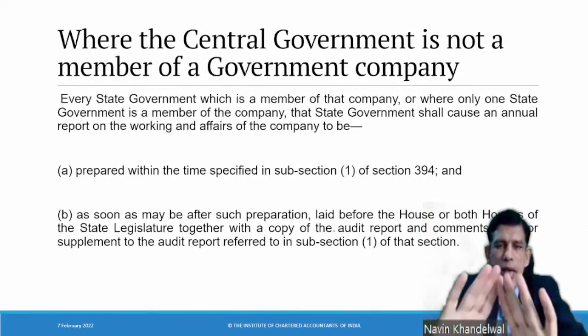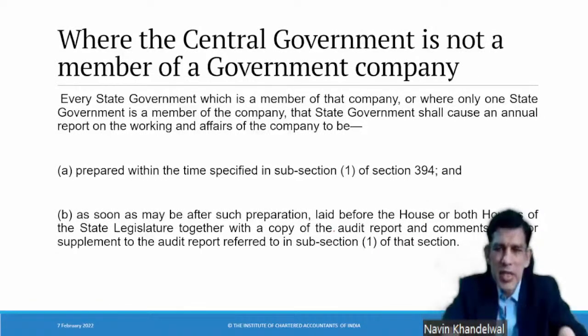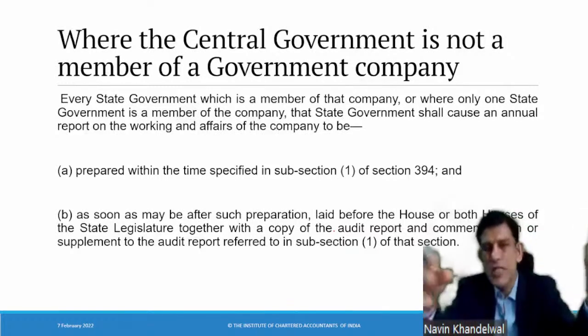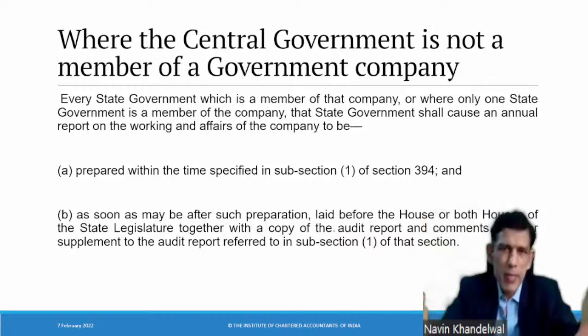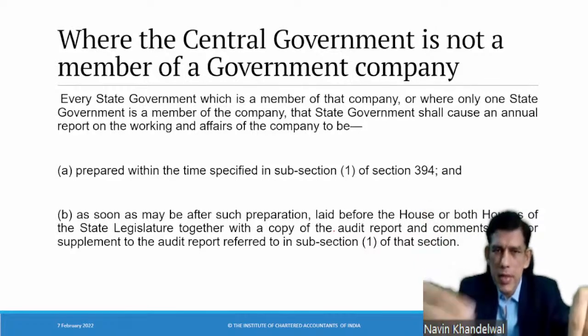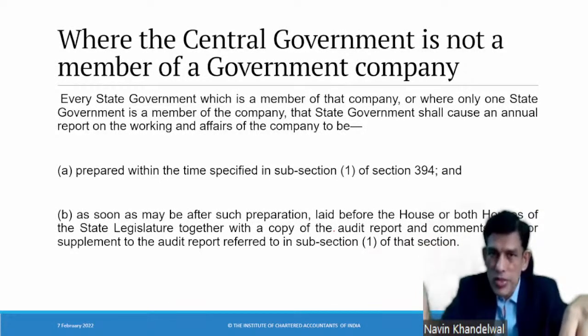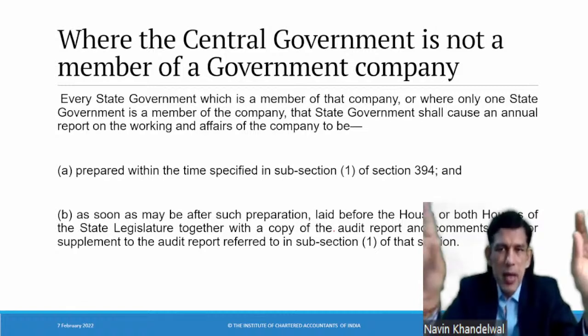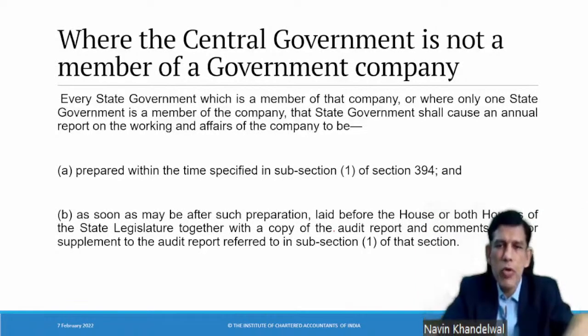Other than that, every law, every section, every rule will apply to these companies, except if in those sections there is an exemption for a government company. There might be certain sections where the government company might be exempt from compliance, and to that extent the exemption will be given in that particular section. But in general, in 394, there is no blanket exemption given to government companies. So I think it is very clear.